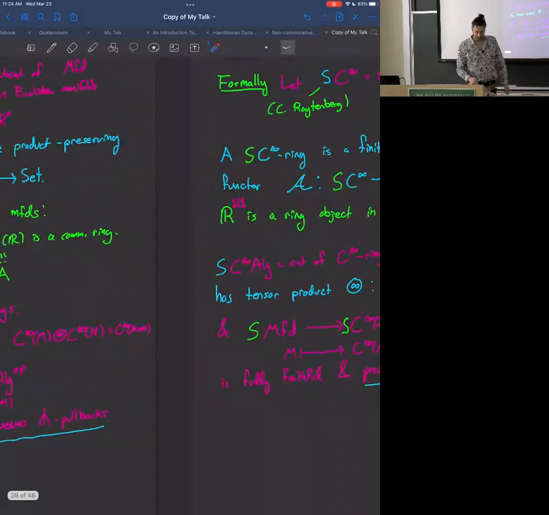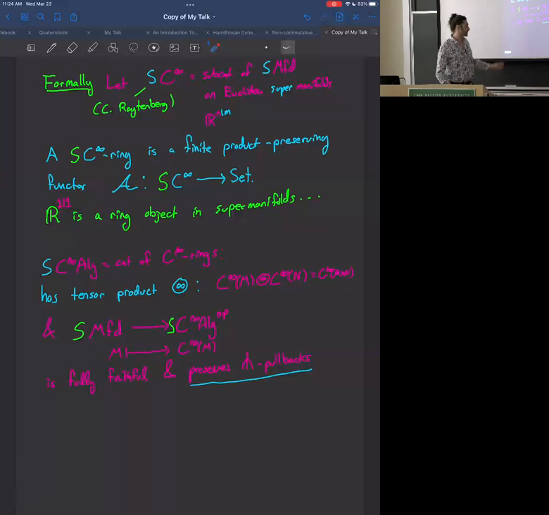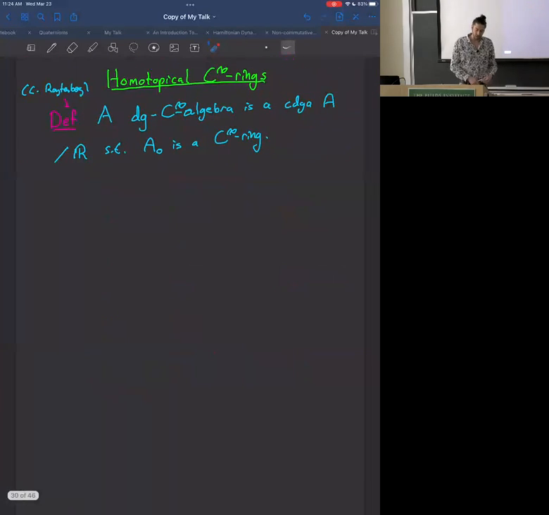Yes, I mentioned you can do all of this with supermanifolds as well. You replace Euclidean manifolds with Euclidean supermanifolds, and then everything else is the same. Okay, so we want to go derived. We have to do some kind of homotopical algebra.